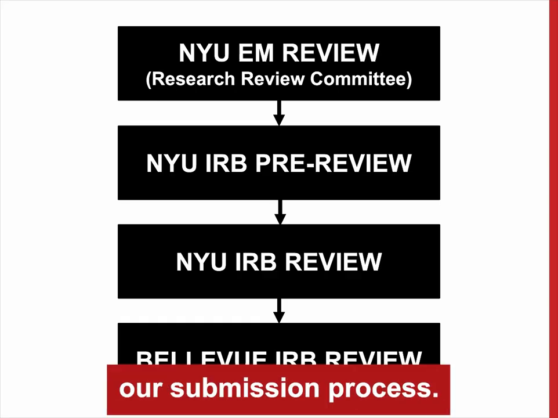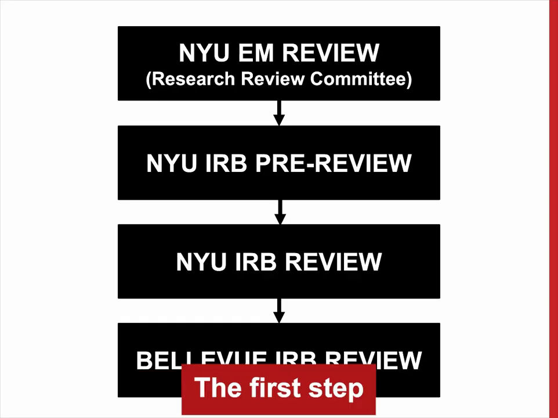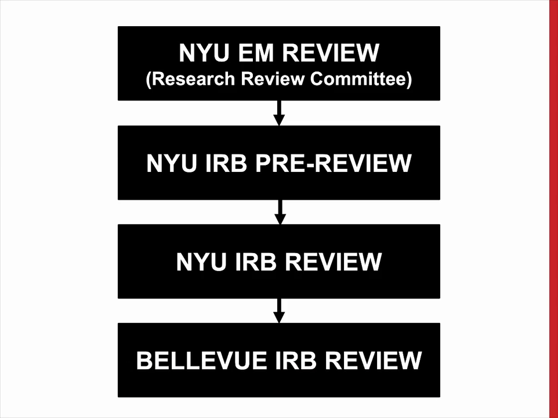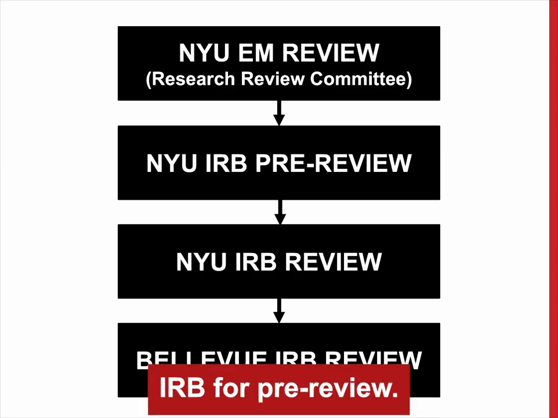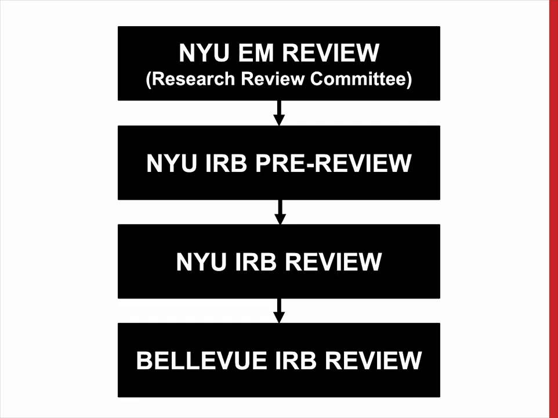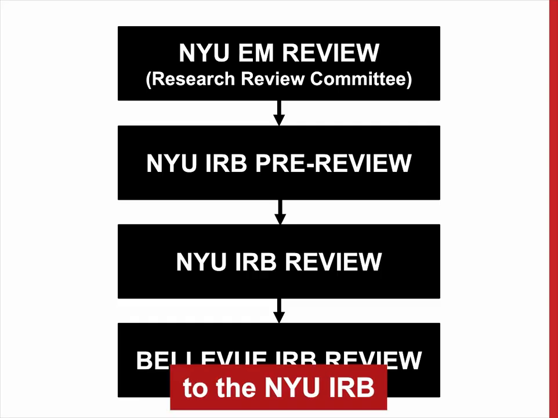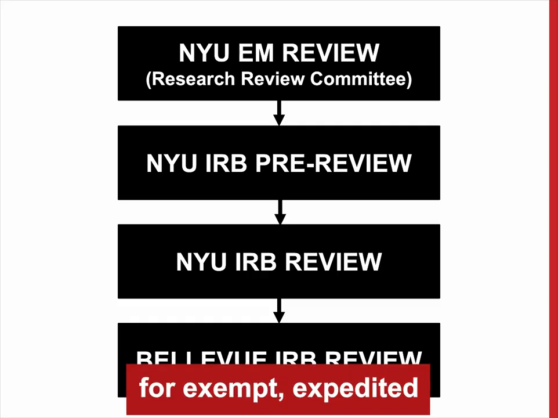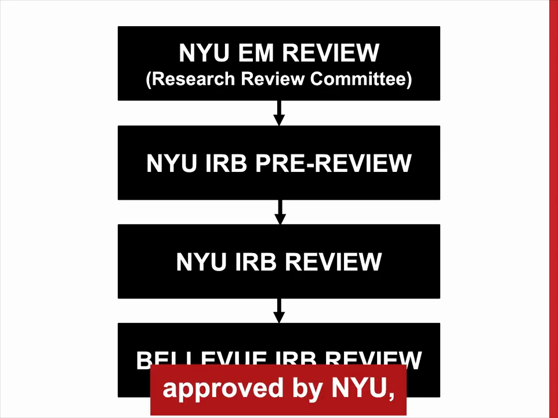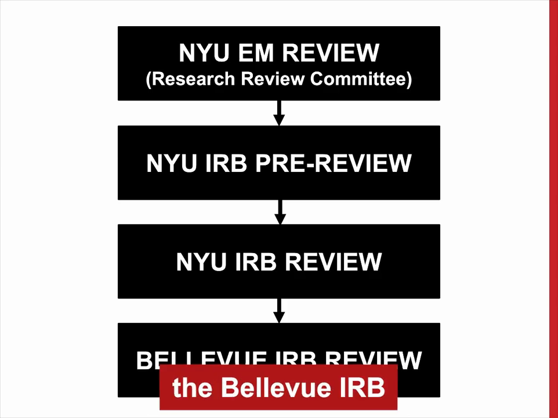These are the steps in our submission process. The first step is to submit the protocol to the EM Research Review Committee for review. It is then submitted to the NYU IRB for pre-review. They will assist in correcting anything that would hamper its approval in a full IRB review. It is then submitted to the NYU IRB for exempt, expedited, or full board review. When it is approved by NYU, it can be submitted to the Bellevue IRB if required.